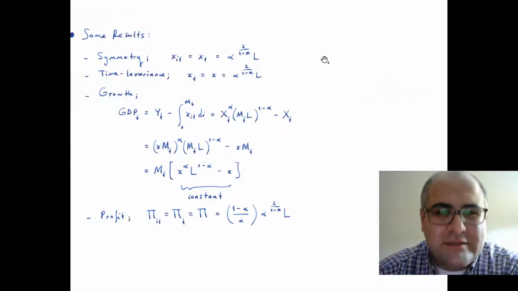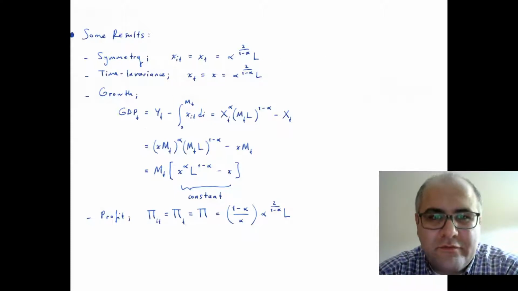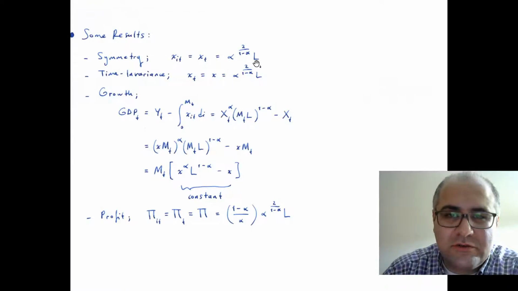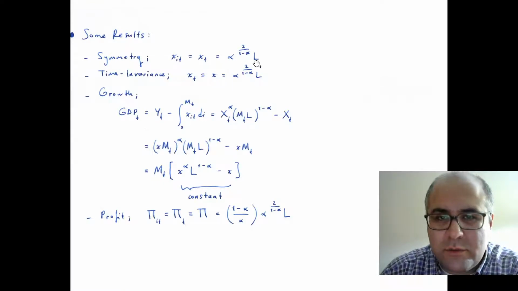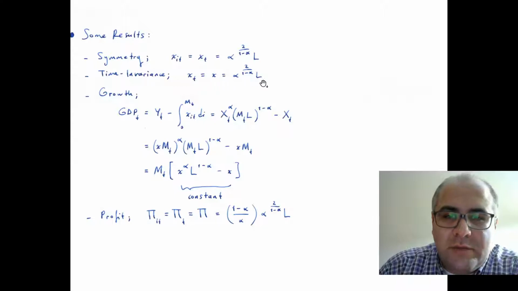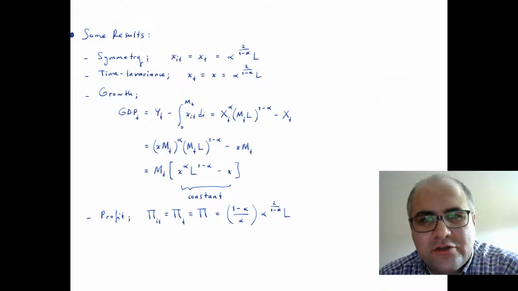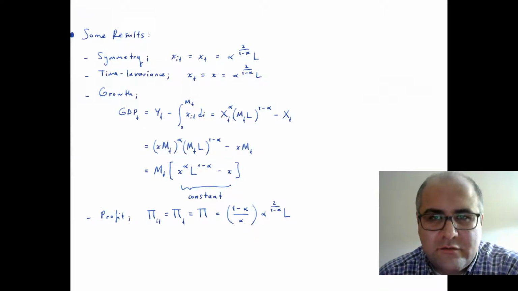So let's summarize some of the results. First, there is symmetry between intermediate inputs and across time as well, because we take population or the labor force as given. So it's a constant number. There's also time invariance. Now, growth. So this is a growth model, right? So you want to understand the foundation of economic growth here. So where is this growth coming from?